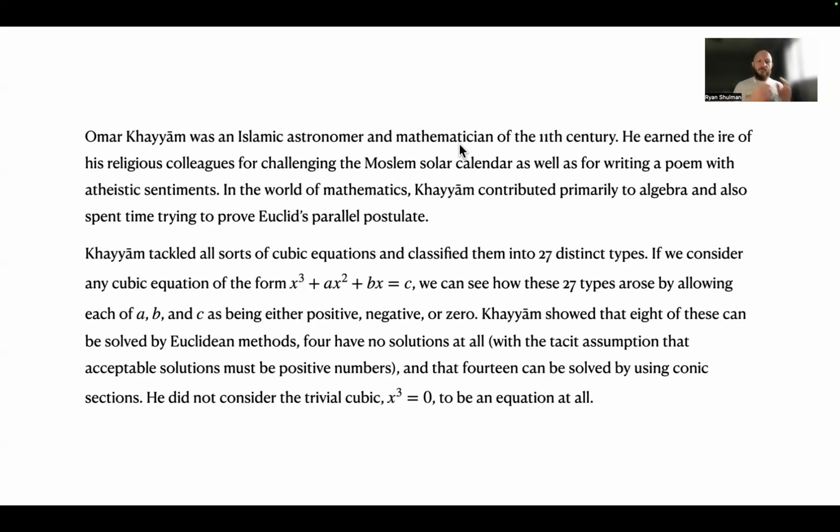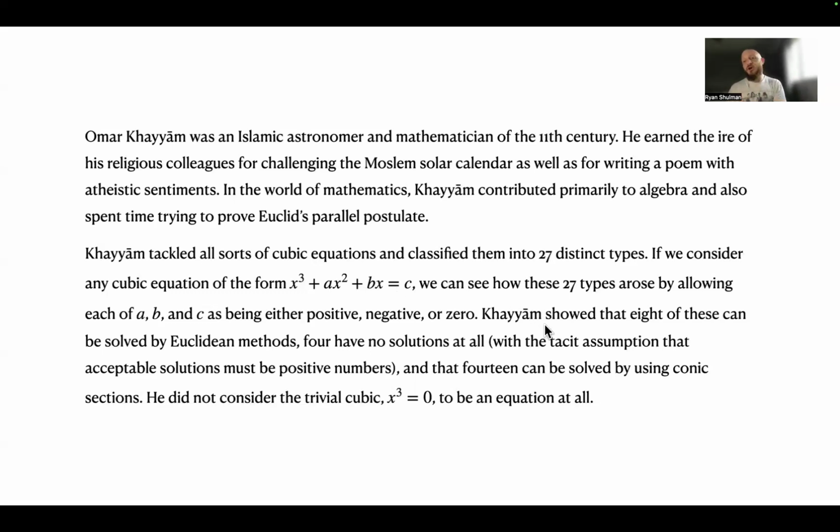He recognized that of those cubic equations, there were 27 distinct types, which can easily be seen because he worked with anything of this form, which he considered a cubic: x cubed plus ax squared plus bx equals c, where a, b, and c could be positive, negative, or 0. So that brought about the 27 distinct types that he classified cubics into.